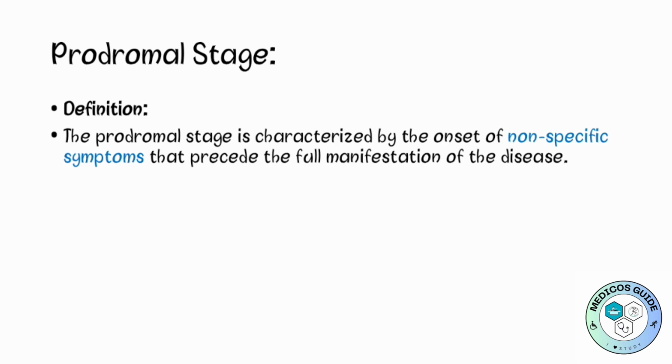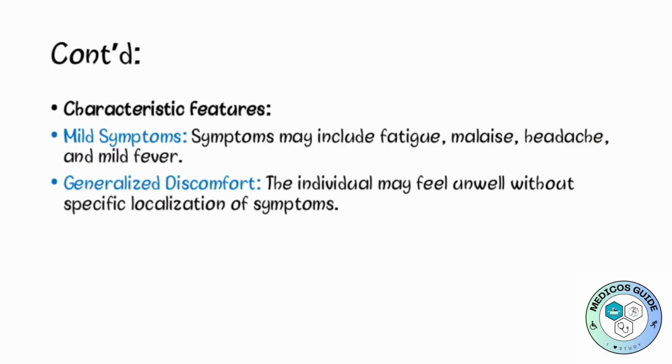So now let's get back to our definition. The prodromal stage is characterized by the onset of non-specific symptoms that precede the full manifestation of the disease. Now, the characteristic features include mild symptoms, and symptoms may include fatigue, malaise, headache, and mild fever. And there is generalized discomfort. An individual may feel unwell without specific localization of symptoms.